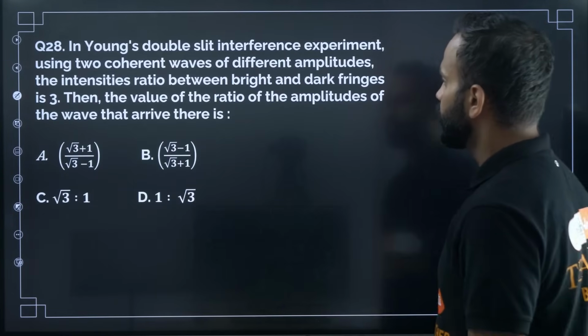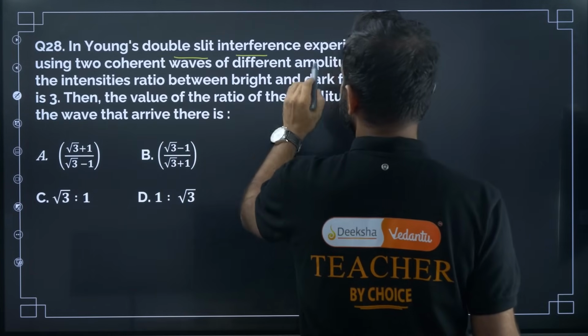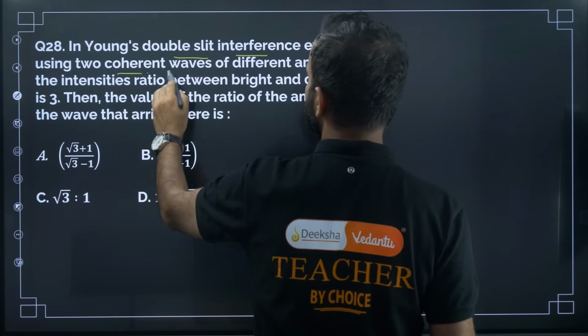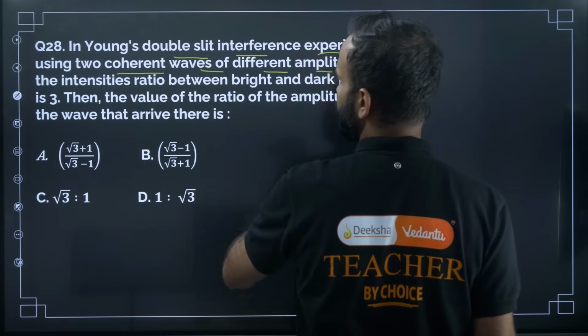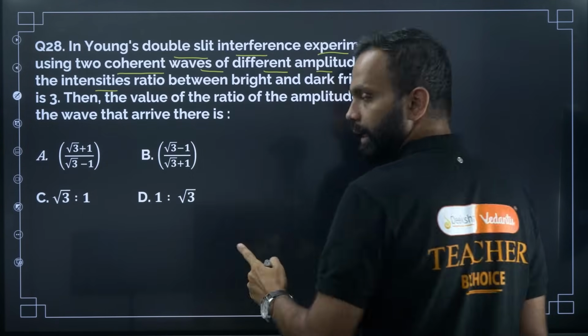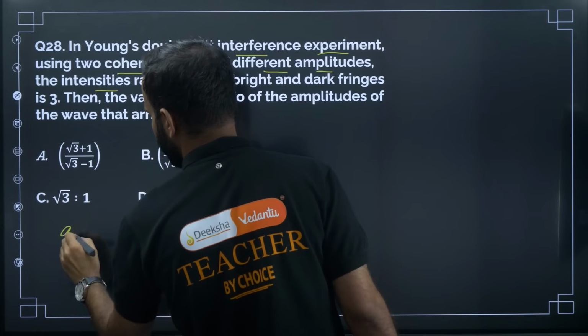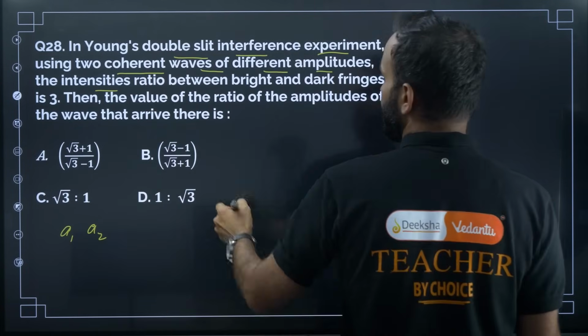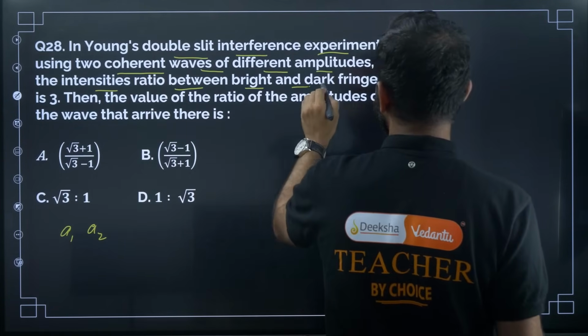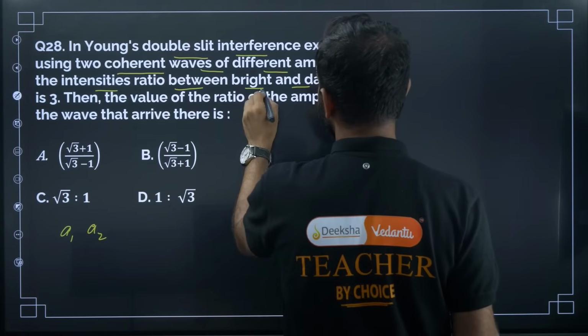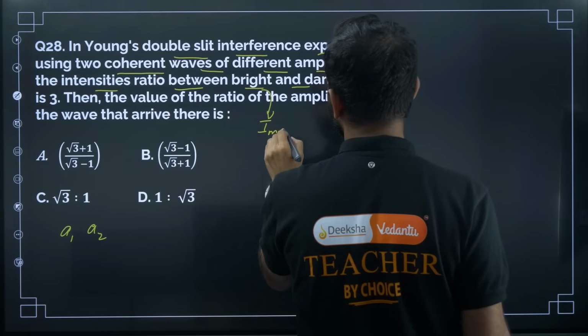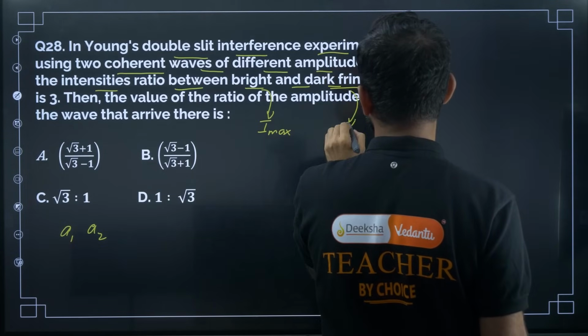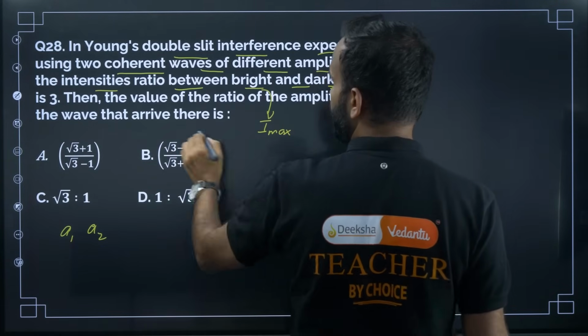So the correct option is D. Next question, number 28. In Young's double slit interference experiment using two coherent waves of different amplitudes A1 and A2, the intensity ratio between the bright and dark fringes, that is I max and I min, is 3.